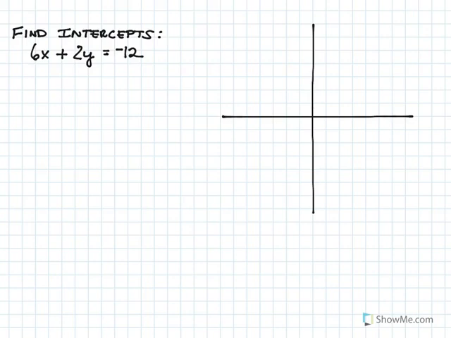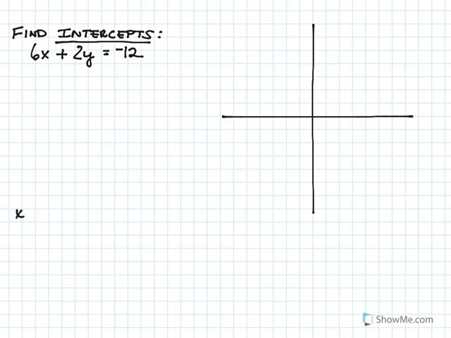Okay, so here we have a problem where we're going to find the intercepts. So we want to make sure that we understand what that means because it is something very specific. If you are an intercept, that means that you lie on one of the axes. So you're either on the x-axis or you're on the y-axis.